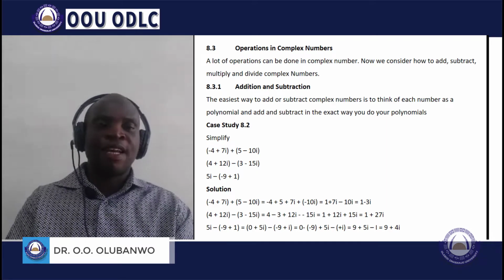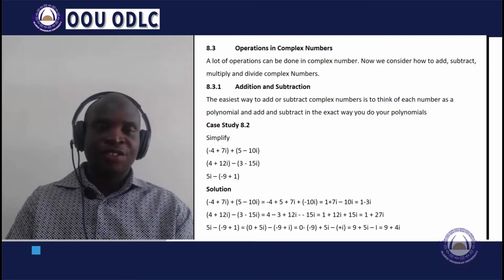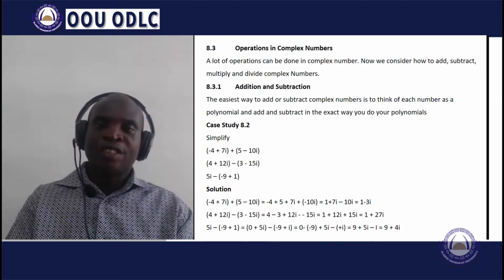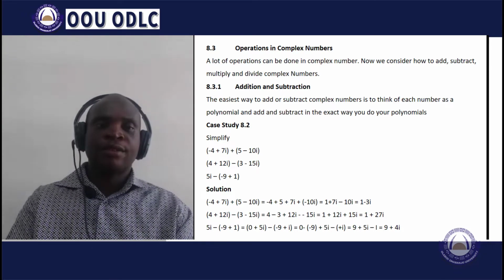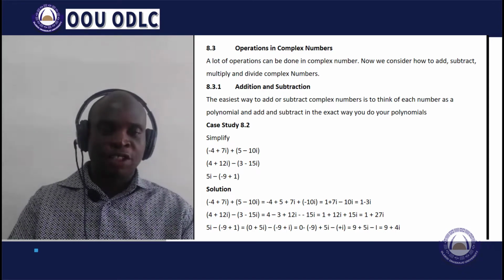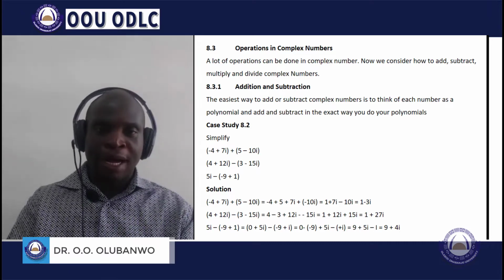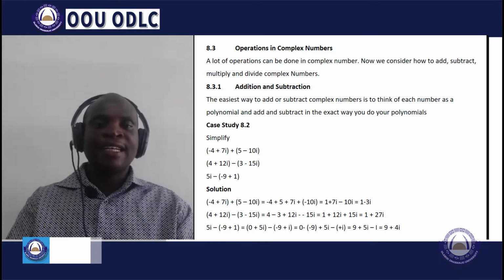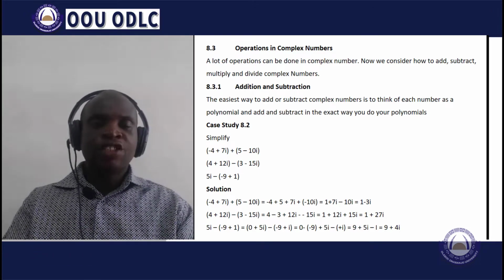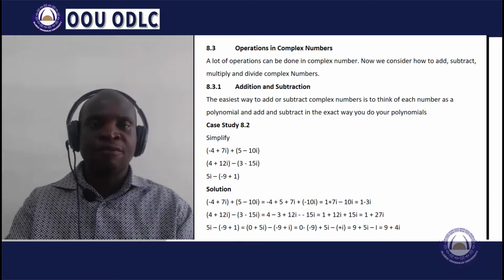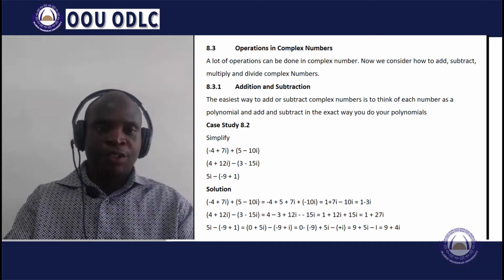Operations on complex numbers. A lot of operations can be done on complex numbers. Now, we consider how to add, subtract, multiply, and divide complex numbers. Basically, all the operations which can be performed on real numbers can also be performed on complex numbers. That is, all the laws which real numbers preserve, complex numbers also preserve. I hope we are still together.